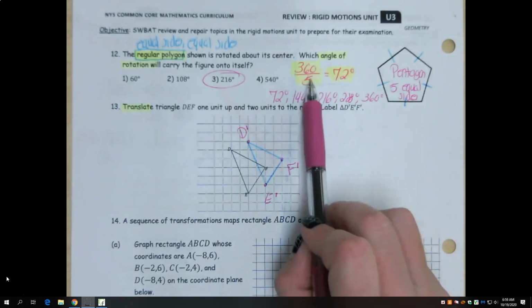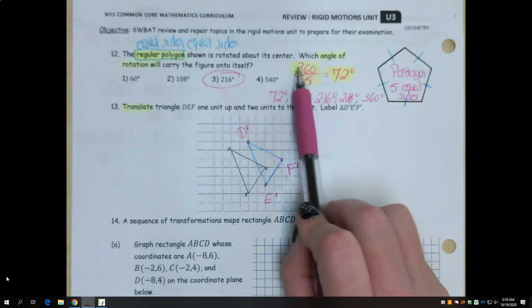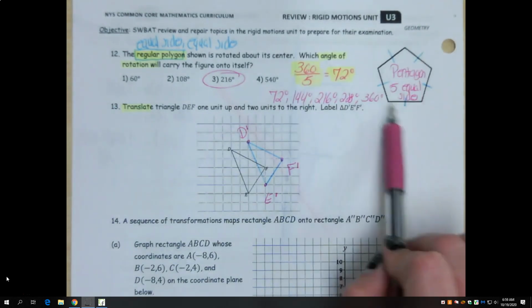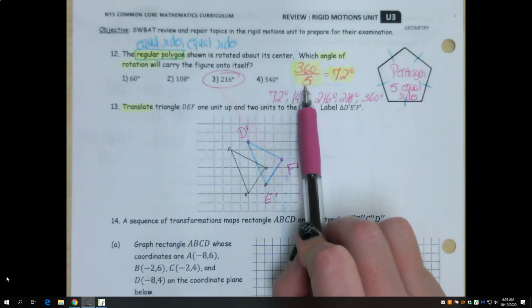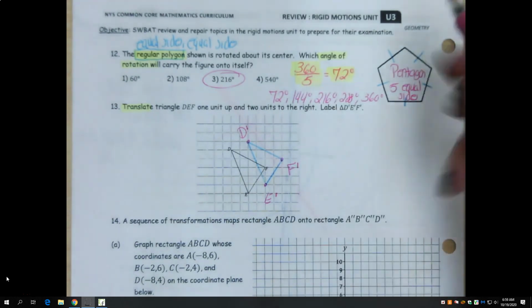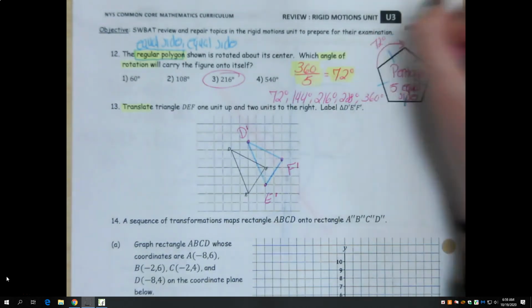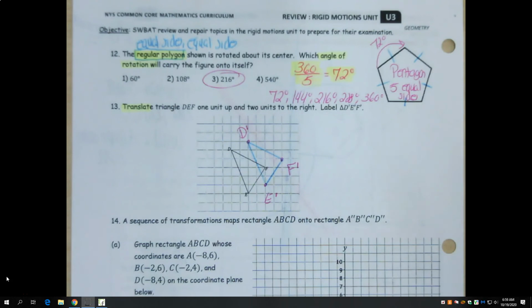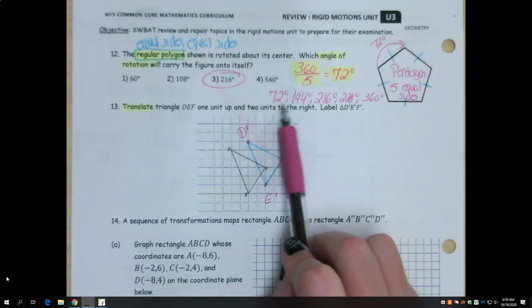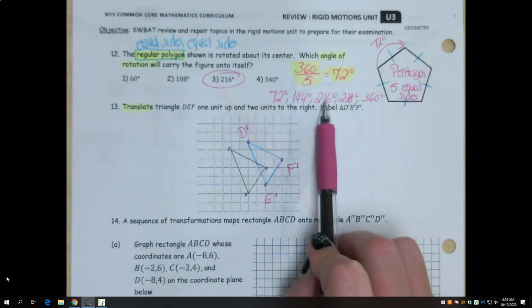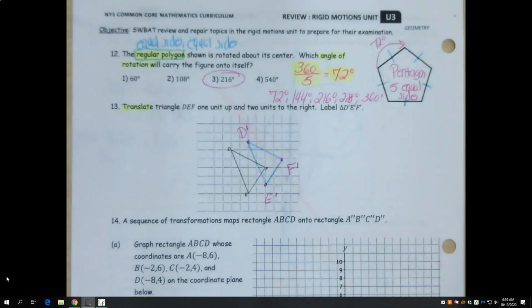So this is that formula we had learned. You're going to take 360 for a full circle if I rotate it all the way, divide it by the number of sides, and you get 72 degrees. So I know that to get from one side to the next when I turn, that would be 72 degrees. But I can't just turn it one time. I could turn it 5 times. So this is all 5 rotations. I can see 216 matches. That's how I'm getting choice 3.